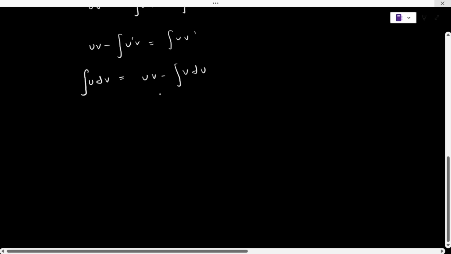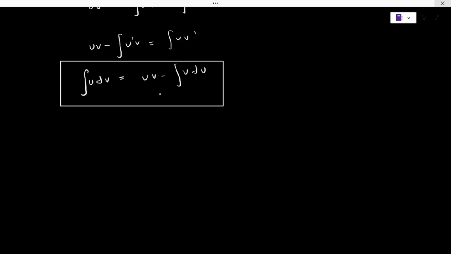Okay, so let's understand this with an example. Consider we have to find the integral of x times e to the power x with respect to x. Now we have to decide which function will become our u and which will become dv, because according to the formula we need our integral to be in this form.